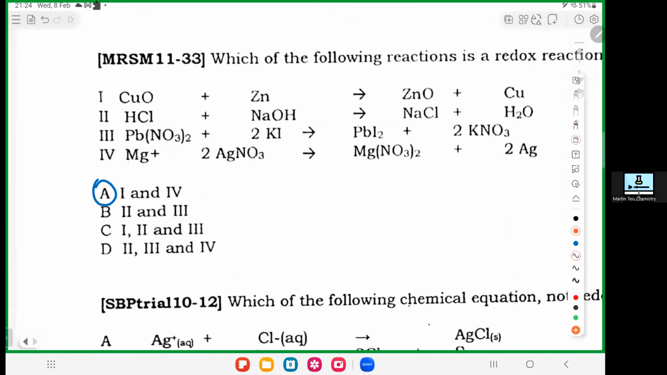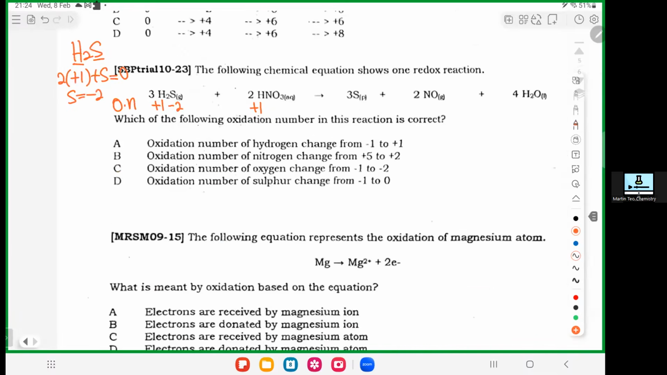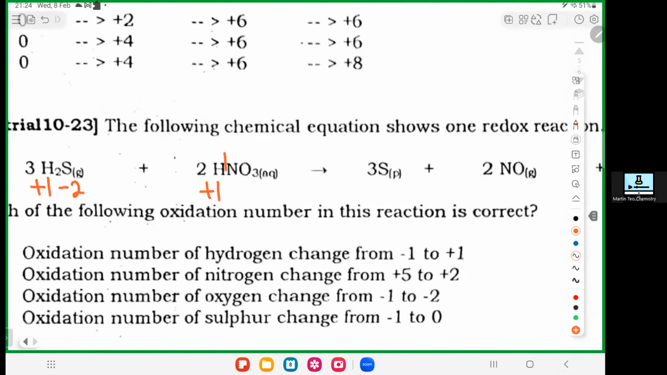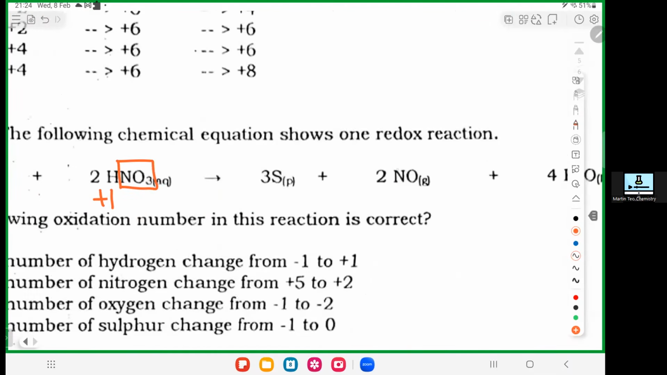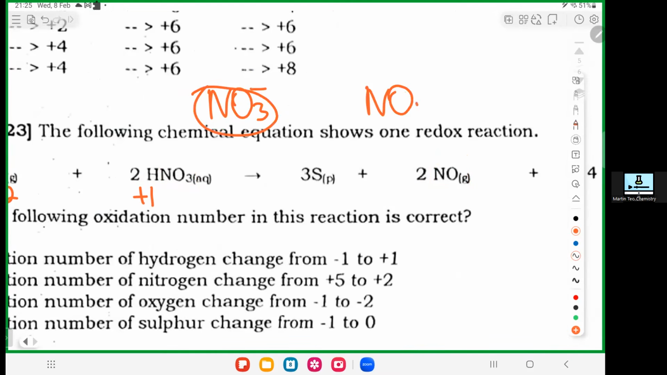But in the question we have now, this is NO3, but this is NO. They are different. So you cannot say the whole NO3 is -1. You can only treat the whole NO3 as -1 when the left-hand side has NO3 and the right-hand side also has NO3.